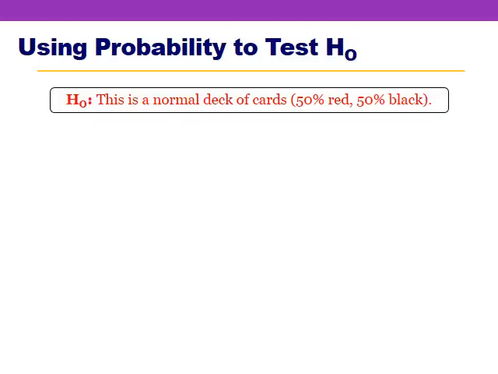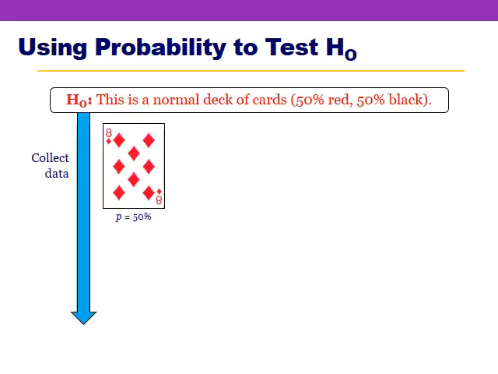When I first pulled out the deck of cards, you had no reason to believe that it was anything other than a normal deck of cards, that half the cards were red and half the cards were black. That was like your null hypothesis. So your null hypothesis here was that the number of red cards was equal to, or in other words, not different from, the number of black cards in the deck.